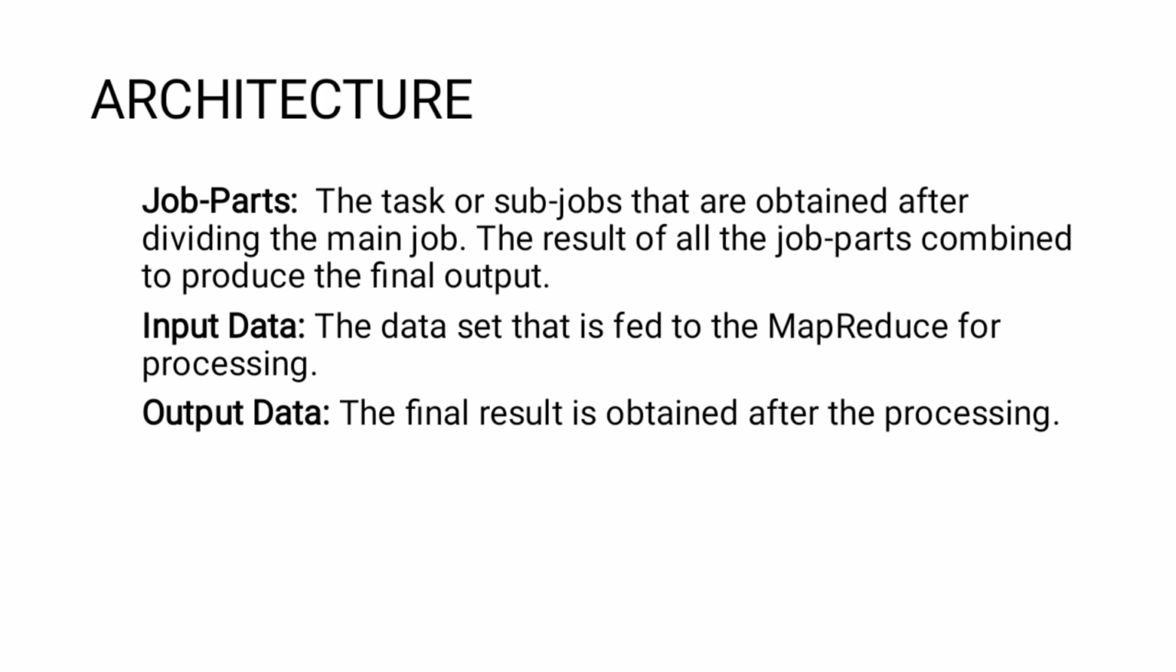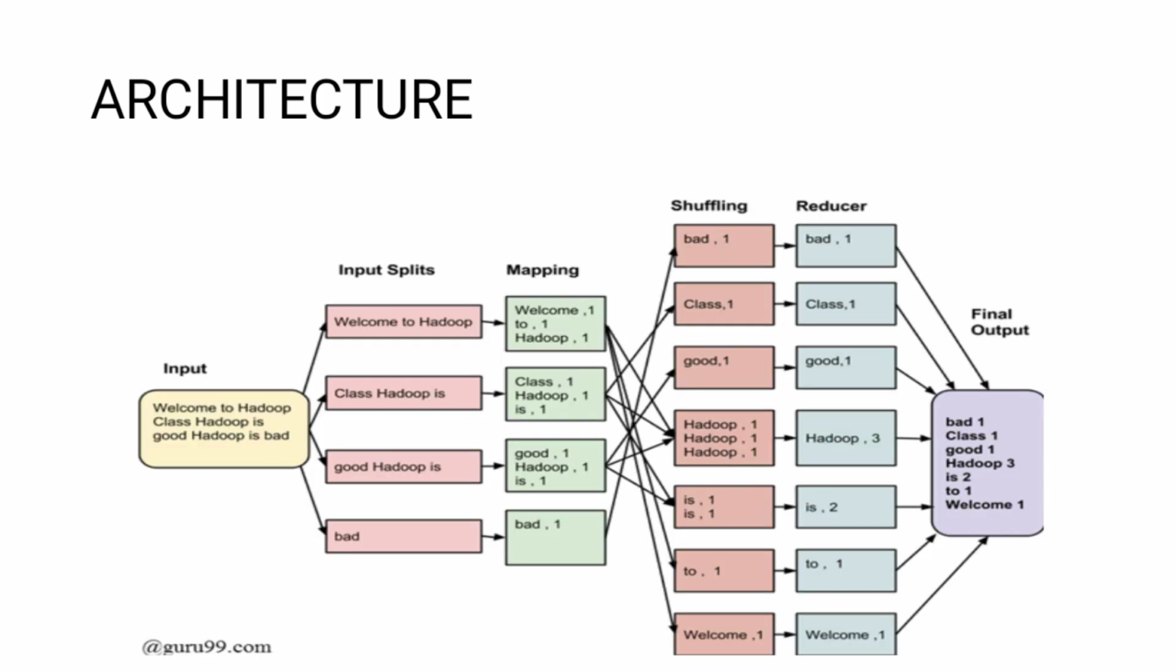Input data. The data set that is fed to the MapReduce for processing. Output data. The final result is obtained after the processing. Architecture. Input, input splits, mapping, shuffling, reducer, and final output.